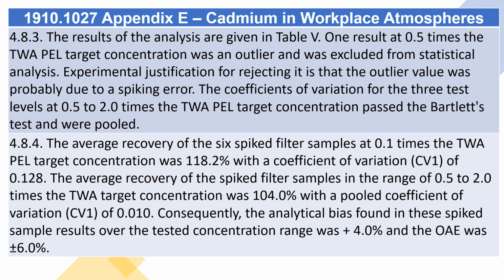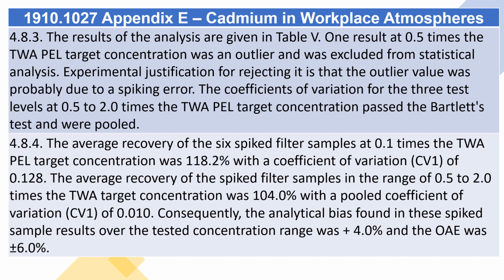One result at 0.5 times the TWAPL target concentration was an outlier and was excluded from statistical analysis. Experimental justification for rejecting it is that the outlier value was probably due to a spiking error. The coefficients of variation for the 3 test levels at 0.5 to 2.0 times the TWAPL target concentration passed the Bartlett's test and were pooled.